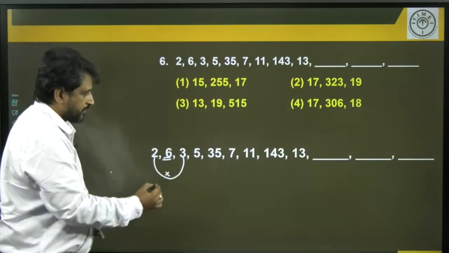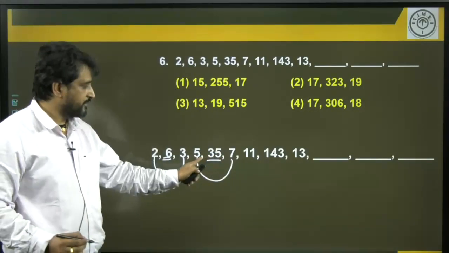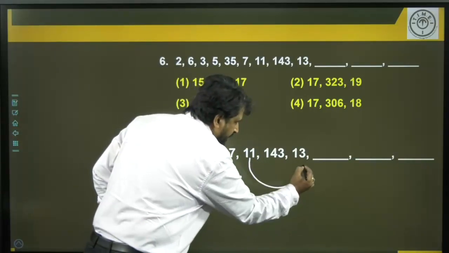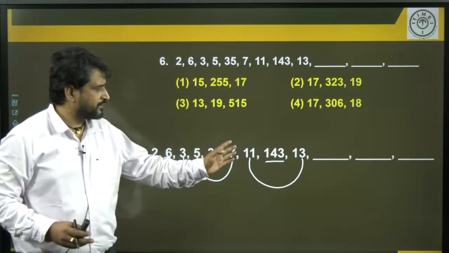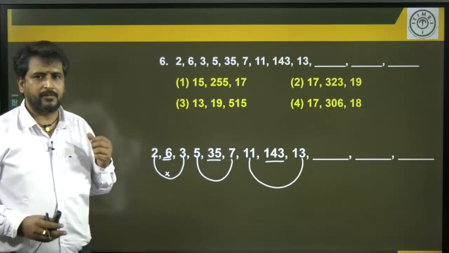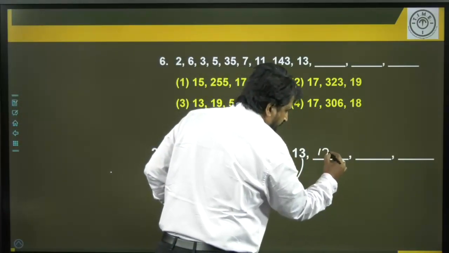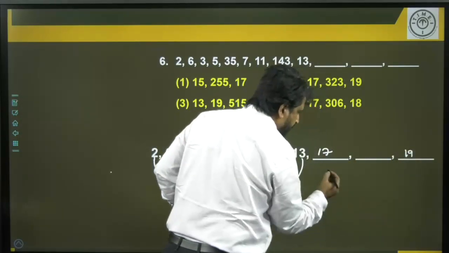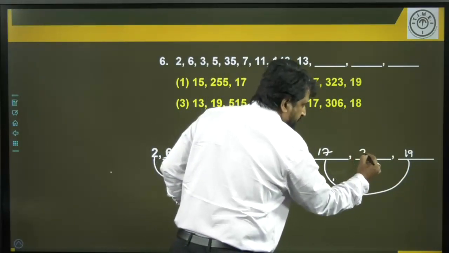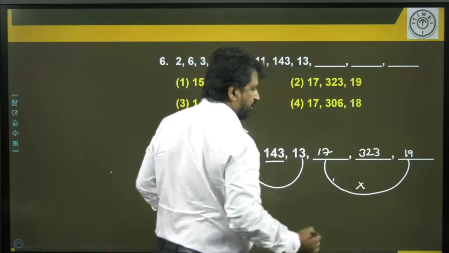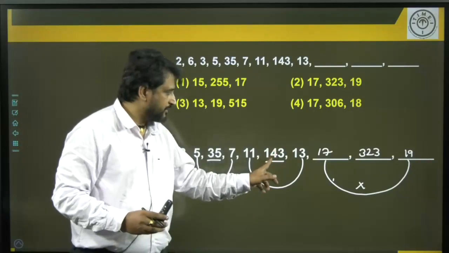2 3s are 6. 5 7s are 35. 5 into 7, 35. Next, 11 into 13, 143. What are these numbers? 2, 3, 5, 7, 11, 13. Again prime numbers. So after 13, the two consecutive prime numbers are 17 and 19. How does the middle value come? Product of 17 and 19, which is 323. 17 19s are 323. 2 3s are 6, 5 7s are 35, 11 13s are 143.